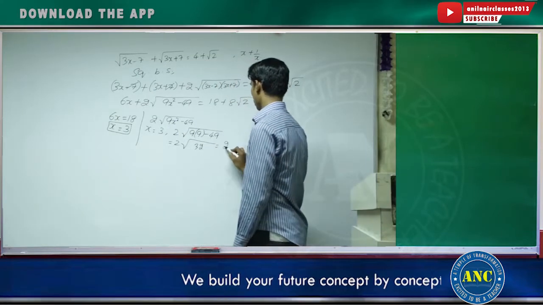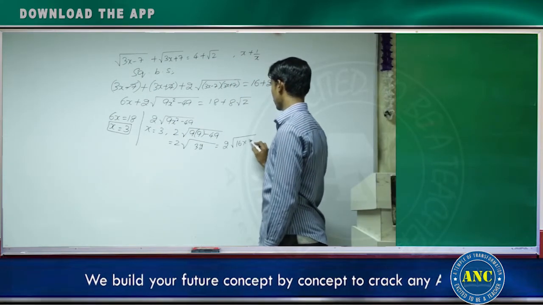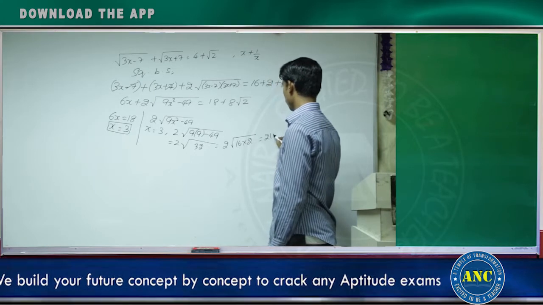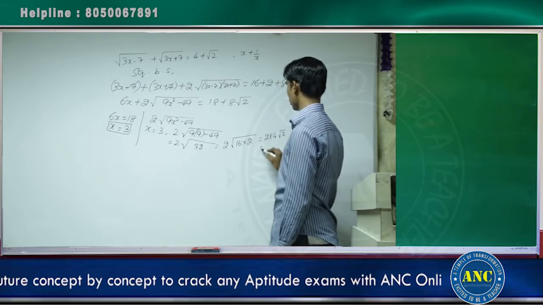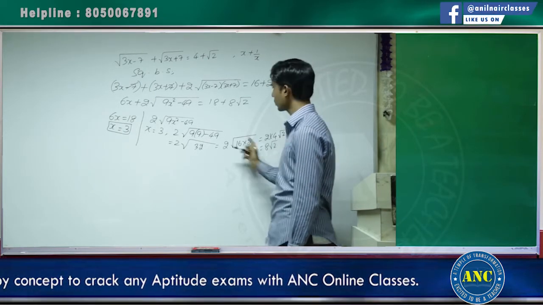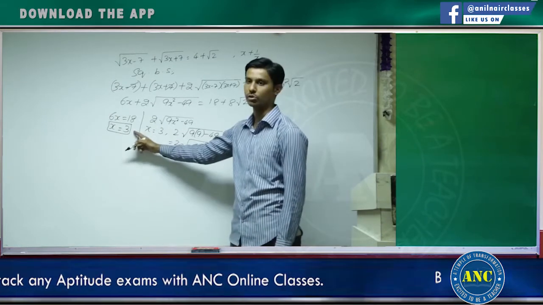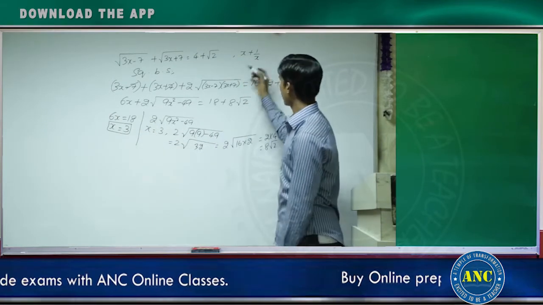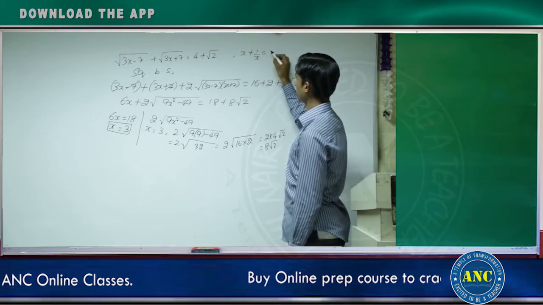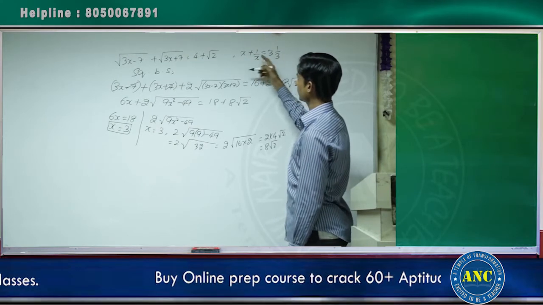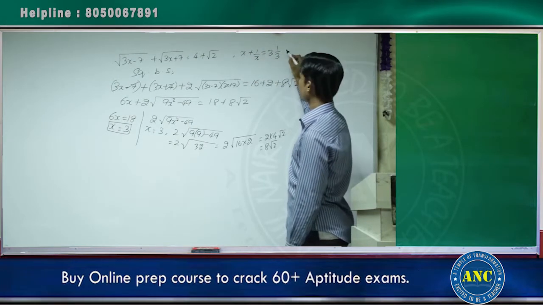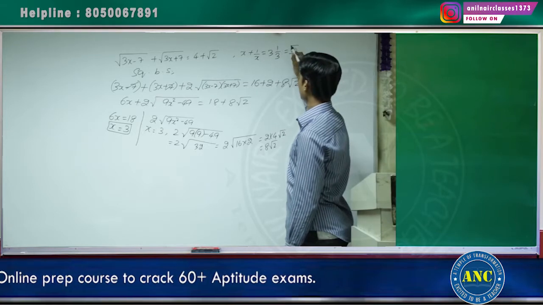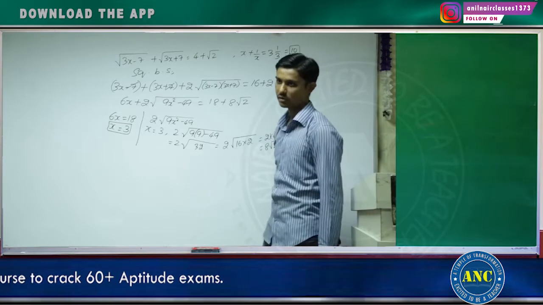This is nothing but 2 into root of 16 into 2. It is 2 into 4 root 2, which is 8 root 2 itself. And that is what is there on the right hand side also. Therefore, x is equal to 3 is the correct value, right? So your answer: what is x plus 1 by x? X plus 1 by x is 3 plus 1 by 3, which is nothing but 10 by 3. Answer should be 10 by 3.